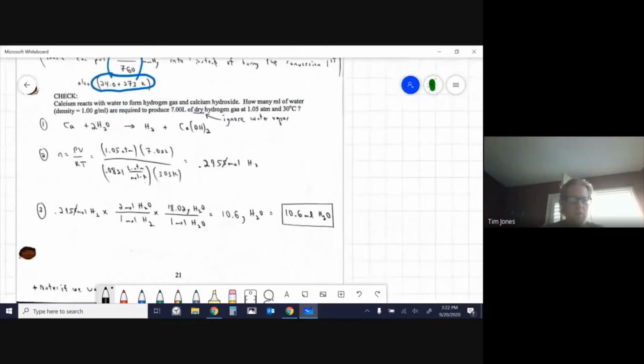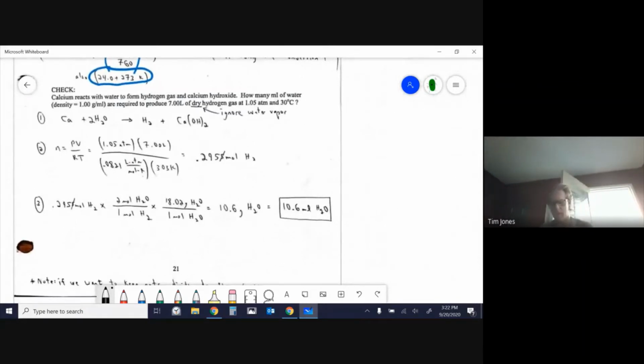Second problem is also a combo problem. And I think of this problem as having 3 steps. Calcium reacts with water to form hydrogen gas and calcium hydroxide. So, okay, write the reaction. Calcium, water, hydrogen, calcium hydroxide. Don't forget to do diatomic for that hydrogen right there. Of course, balance it.